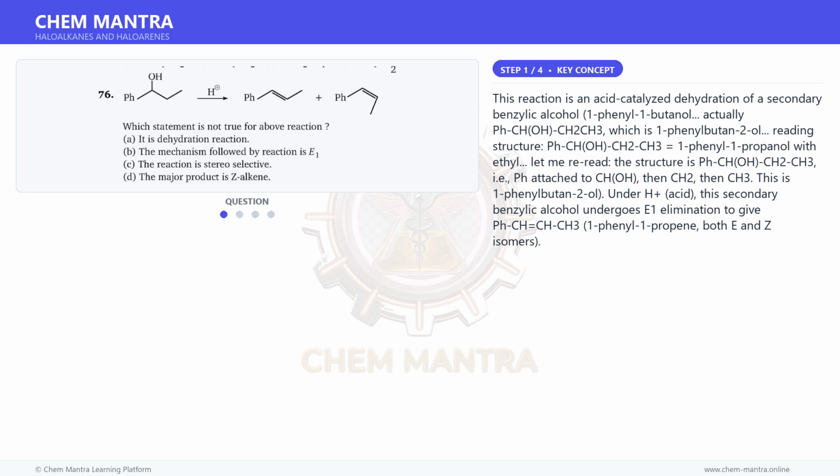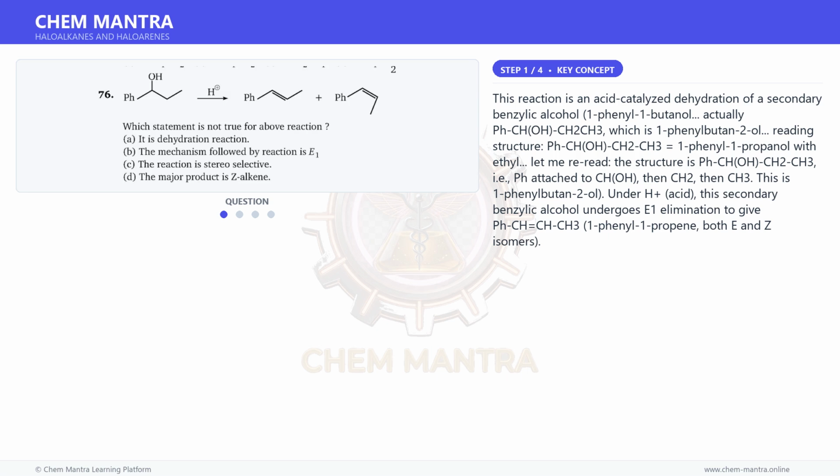1-phenyl-1-butanol. Actually PhCH(OH)CH2CH3, which is 1-phenylbutan-2-ol. Reading the structure PhCH(OH)CH2CH3 as 1-phenyl-1-propanol with ethyl. Let me reread. The structure is PhCH(OH)CH2CH3, i.e. Ph attached to CH(OH), then CH2, then CH3.